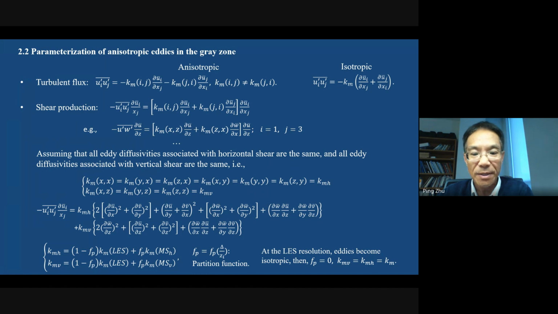They can be determined by blending the eddy diffusivity at the LES and mesoscale limit via a partition function, which is a function of the ratio of model grid spacing to the scale of large eddies. At the LES resolution, eddies become isotropic. Then the partition function becomes 0, and the direction-dependent Km becomes isotropic Km.